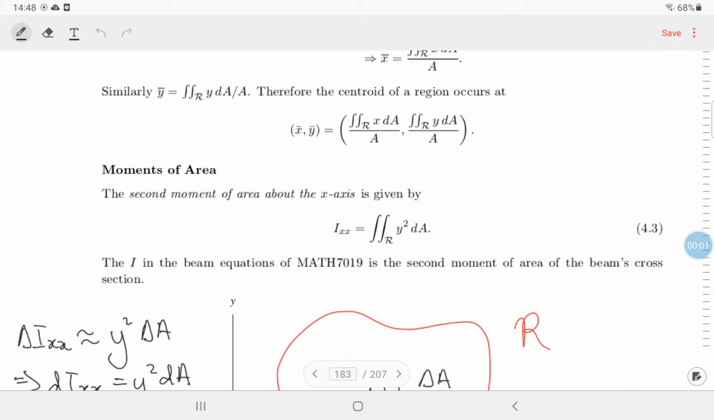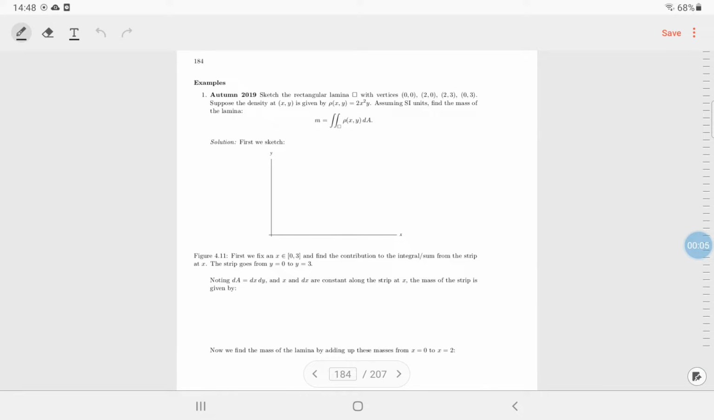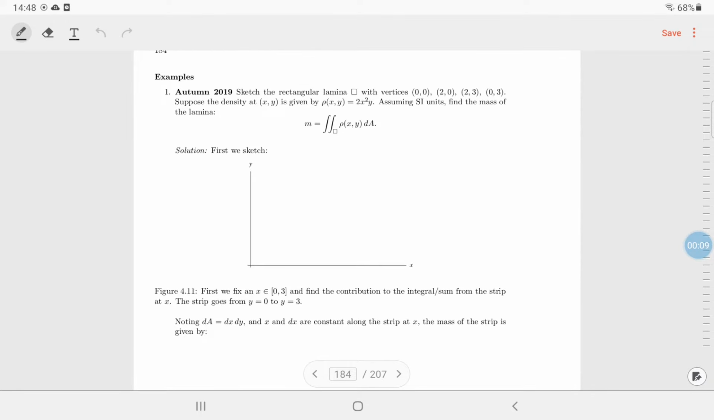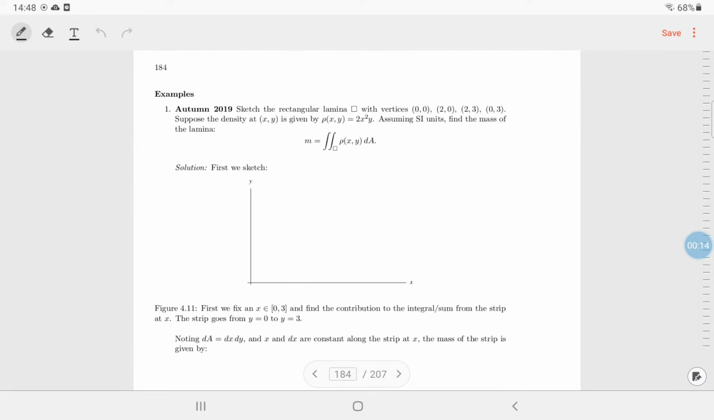Okay folks, so we're back looking at some examples of double integration. Okay, so here we go. Sketch the rectangular lamina with these vertices. Suppose the density of the point is given by this. Assuming SI units, find the mass of the lamina.